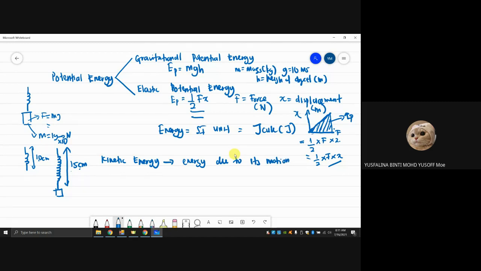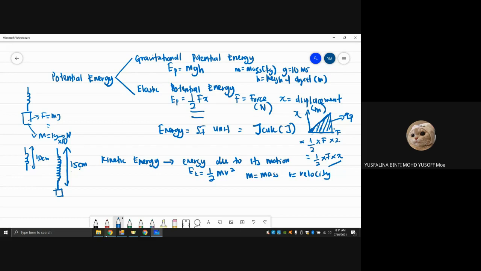Alright, so what's the formula? Half mv square, where m is the mass and v is the velocity. This is the kinetic energy, and because this is energy, as I told you before, any energy must be in joule. So that summarizes the types of energy you will learn. Now we move on to the last part.